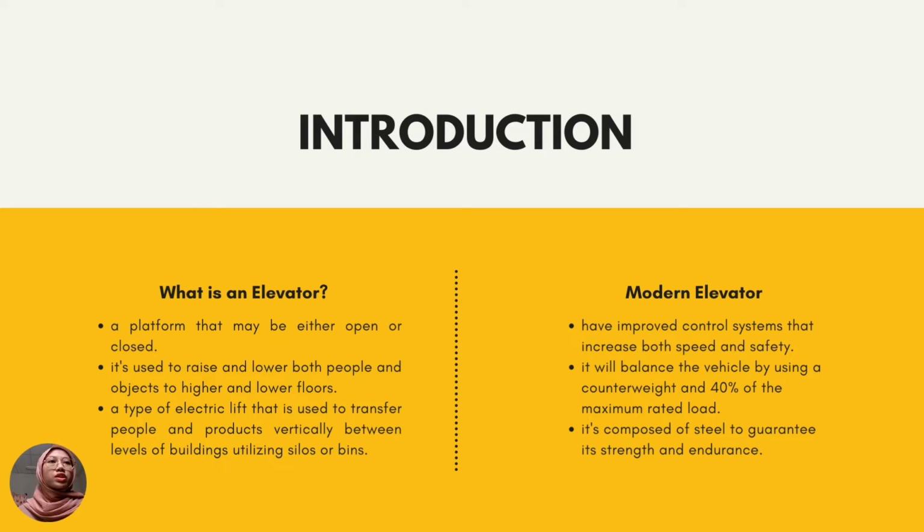And then from the introduction, what is an elevator? An elevator is a platform that may be either open or closed. It can be used to raise and lower both people and objects to higher and lower floors. It is also a type of electric lift that can be used to transfer people and products vertically between levels of a building utilizing silos or bins.